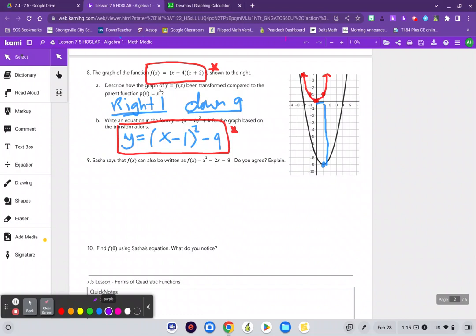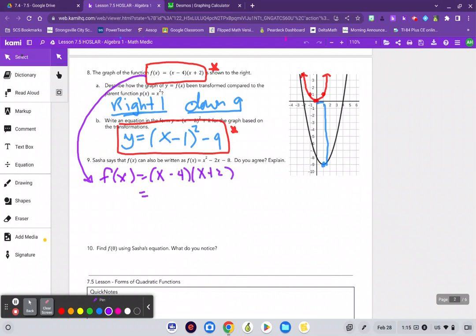Let's see what Sasha says. She says the f of x can also be written as f of x equals x squared minus 2x minus 8. Do you agree? Well, let's see. I'm going to take this f of x and rewrite it. f of x equals (x minus 4) times (x plus 2).